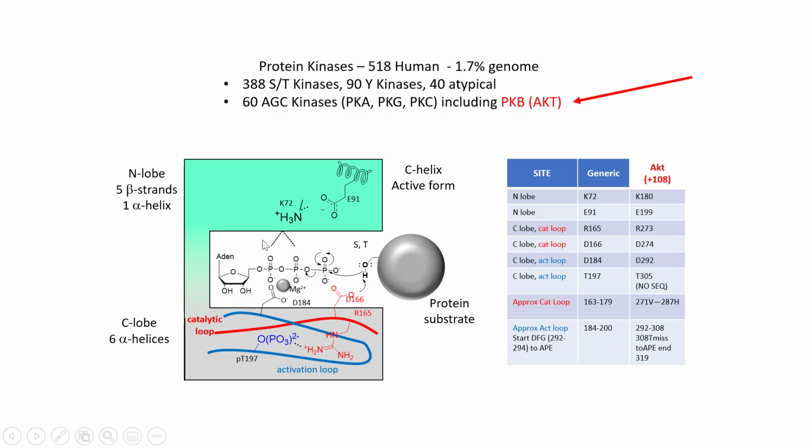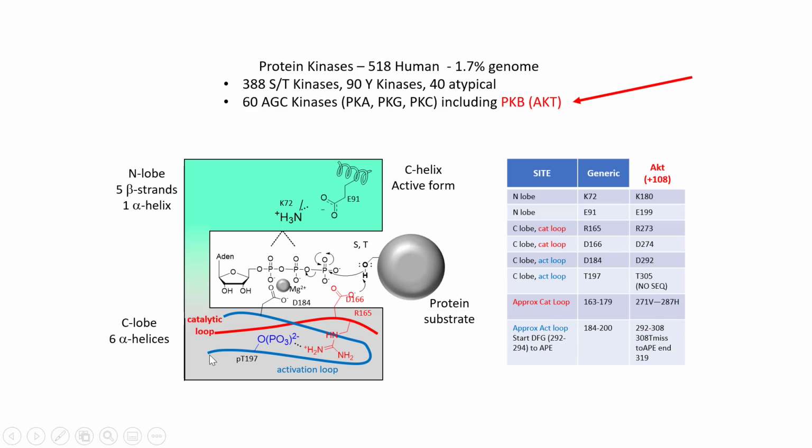Here's a generic active protein kinase cartoon. All protein kinases must bind ATP in the active site and also a target protein for phosphorylation on a serine, threonine, or tyrosine side chain. They typically consist of an N lobe in the N-terminal region, a C lobe in the C-terminal region. The N lobe also consists of 5 beta strands and 1 alpha helix. This helix is called the C helix, unfortunately.